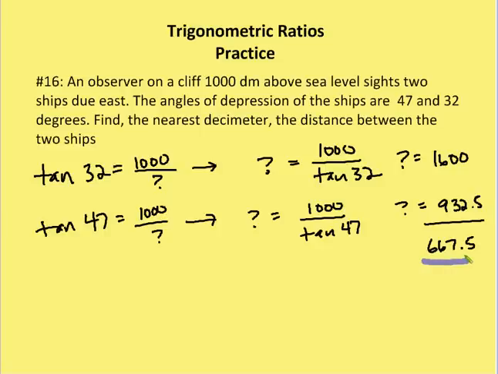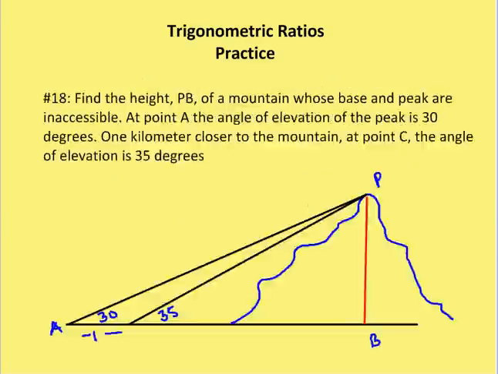So the difference between the two is going to be 667 or 668 decimeters between the two ships. So one is 1,600 decimeters out, the other is 932 decimeters out. So it leaves us with a difference between the two ships of about 668 decimeters.